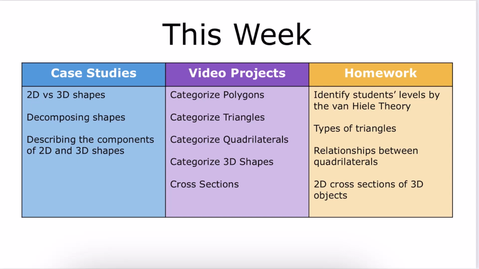Then the second part of the homework is to practice using the vocabulary for categorizing triangles and quadrilaterals. So the second page will be all about categorizing shapes and finding the relationships between those shapes. And then the last part is to find 2-dimensional cross sections of 3-dimensional objects. So this is an outline of the assignments that you will be completing this week.